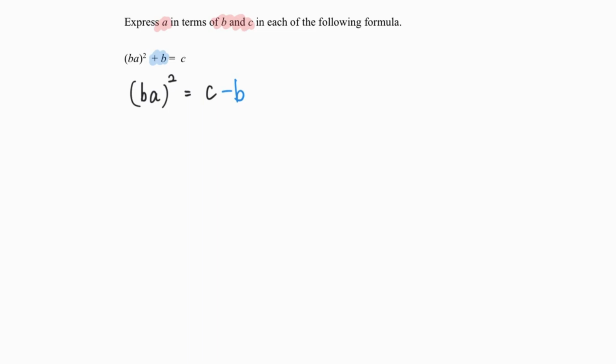Then I see the square down there. I'm going to have the b square, this one. I'm going to expand and simplify. So I'm going to expand it out. This ba bracket square simply means ba times ba.